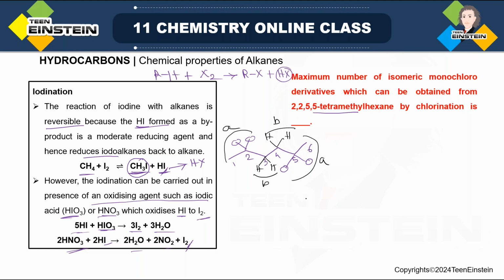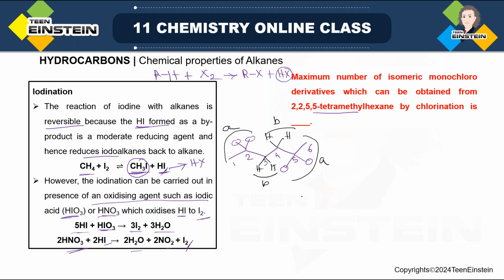Now, maximum number of isomeric monochloro derivatives. As 2 types of hydrogens are there, obviously we'll get 2 types of isomers. When any of these A hydrogens you are replacing with halogen, you will get 1 type of product. And when B type of hydrogens you are replacing with halogen, you will get another type of product. Okay. But is it the answer?